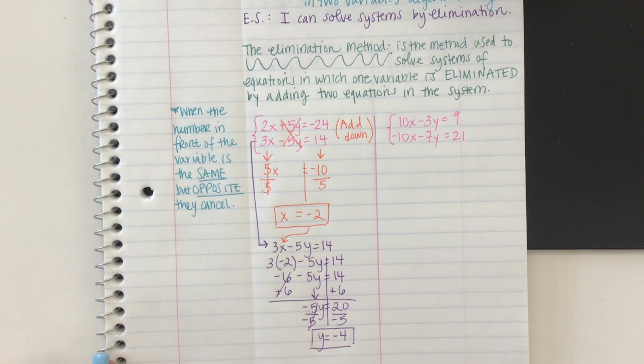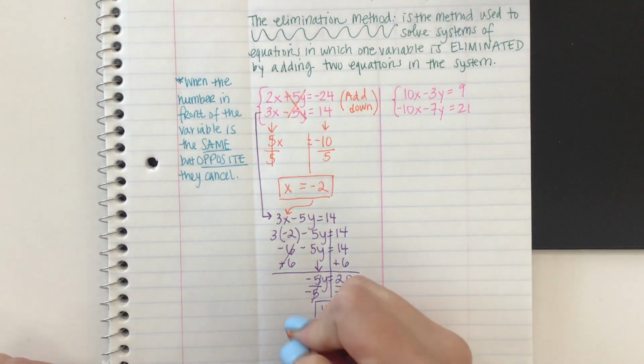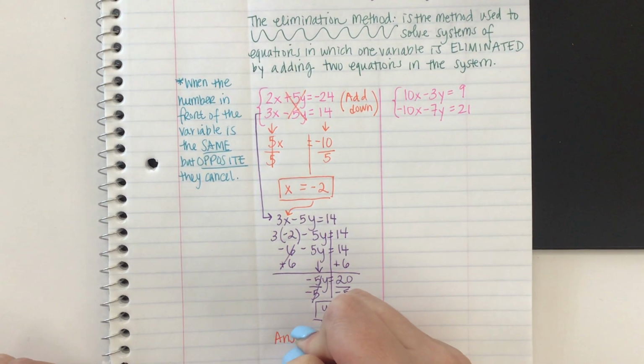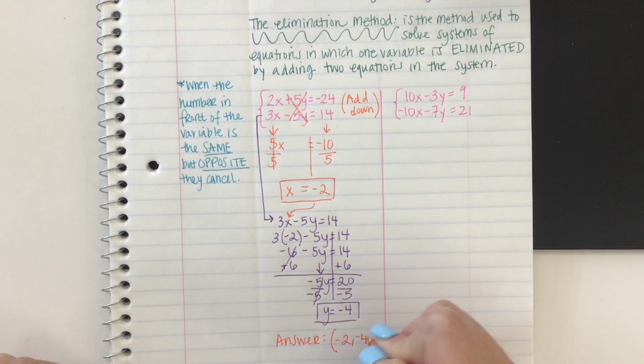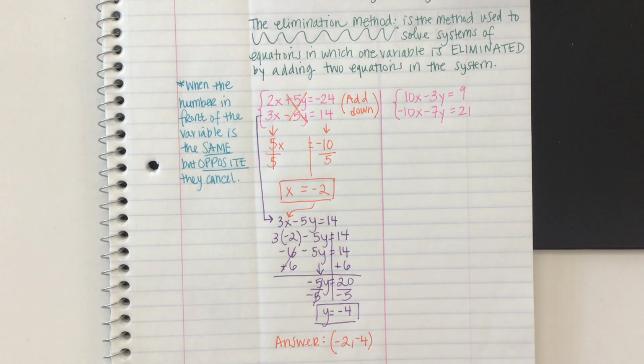And now I have both of my variables, and I still have to write my answer as an ordered pair, x, comma, y. And that is how you solve the system by elimination. It does look like it's a little bit longer, but if you like algebra, then this is the method for you. So what we're going to be doing next is a bunch of examples so that you can get more comfortable with this method.